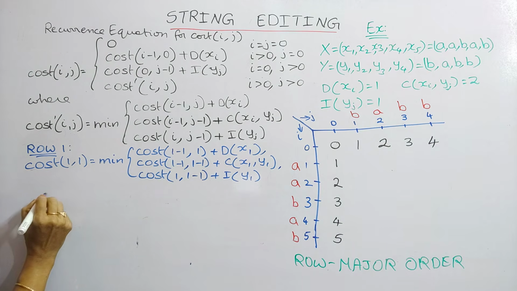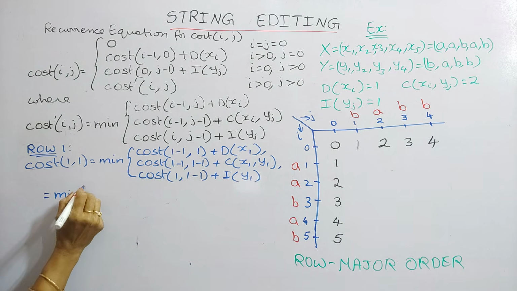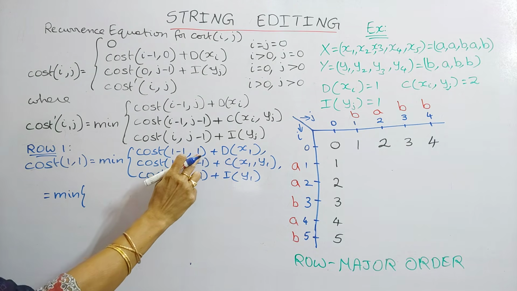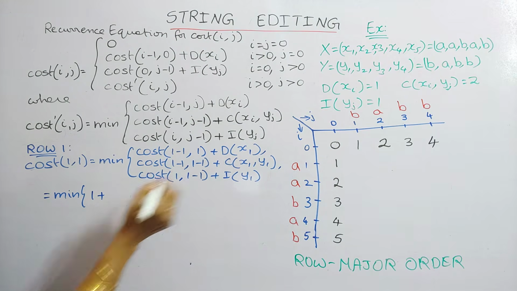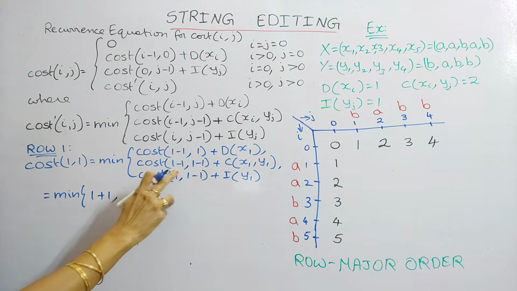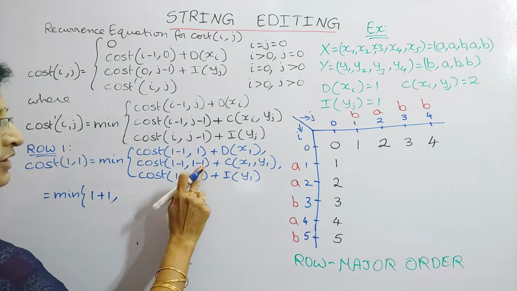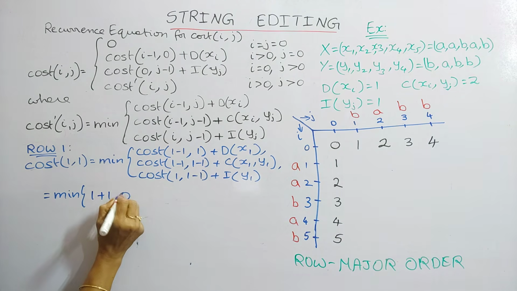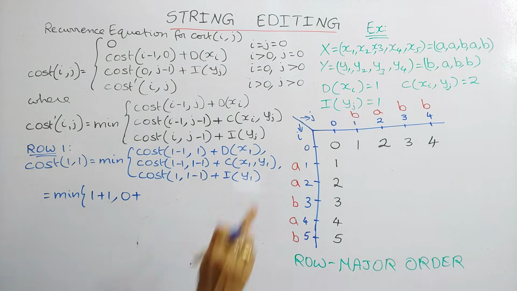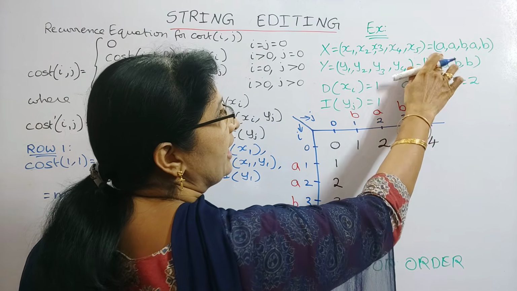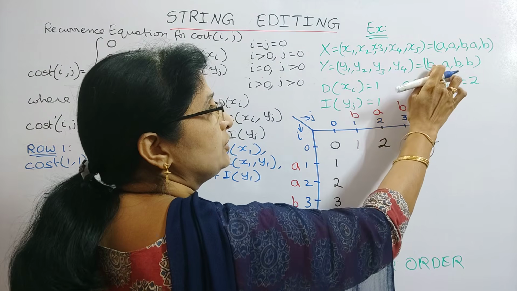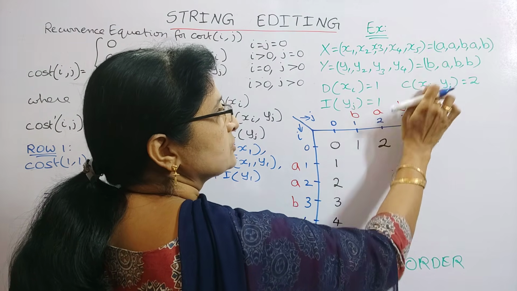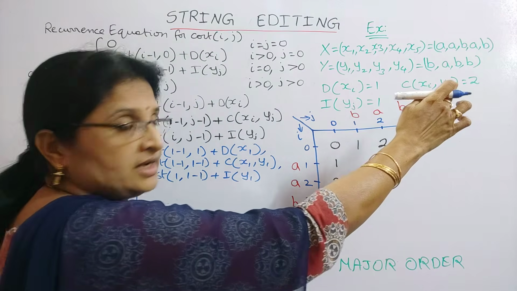Those are minimum of, it is 0 comma 1. Cost of 0 comma 1 is how much? It is 1. Plus delete operation cost is 1. Next, cost of 0, 0. 1 minus 1, 1 minus 1. It becomes 0, 0. So it is 0 plus change of x1 into y1. So here what is x1? x1 is a and y1 is b. So now you have to change a into b. So the both are different. So that's why the change operation, its cost is 2.